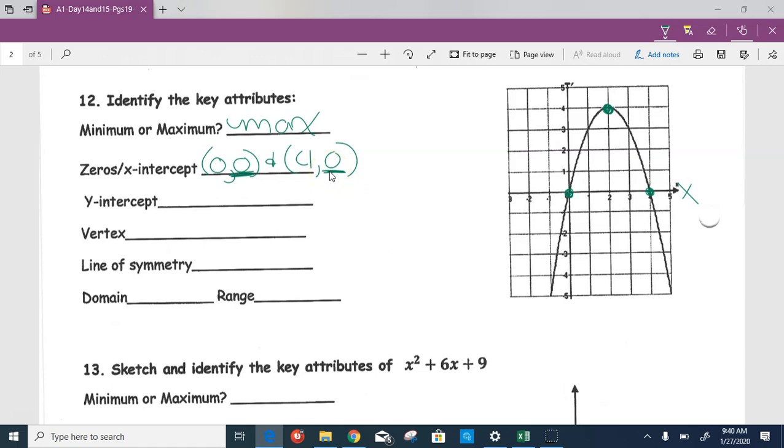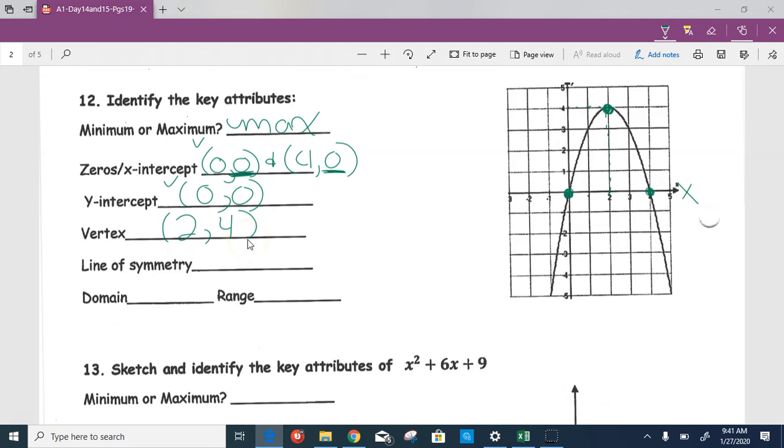Do we have a y-intercept? Yes, the y-intercept is also at the origin. So you can have roots that are also your y-intercept. It's rare, but it does happen. Do we have a vertex? We sure do. If you have a maximum or a minimum, you automatically have a vertex. In this case, our vertex is at (2, 4). Over 2, up 4, that's the highest part of our graph.